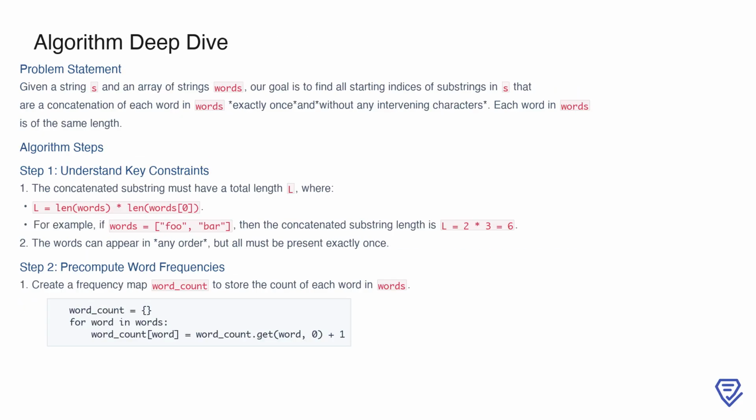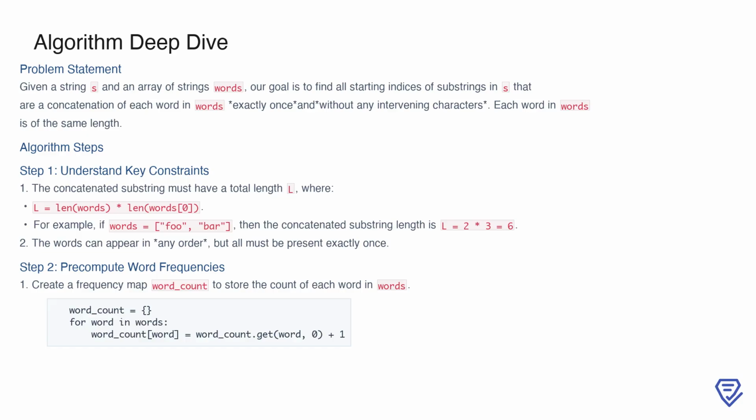The problem we're solving is to find all starting indices of substrings in a string S that are a concatenation of all the words in the array words, appearing exactly once and without any spaces or additional characters in between. Importantly, each word in words has the same length. To tackle this, the first step is to understand a key constraint. The total length of any valid substring must be equal to L, which is calculated as the number of words in words multiplied by the length of each word. For example, if words contains 2 words of length 3, the total length of the concatenated substring will be 6. Another critical point is that the words can appear in any order, but they must all be present exactly once.